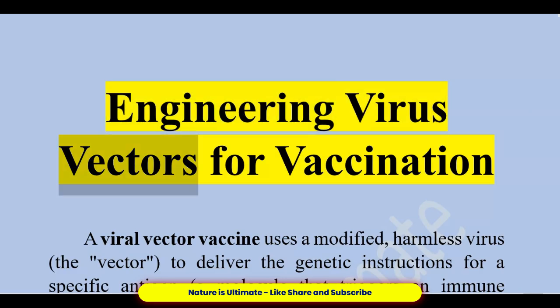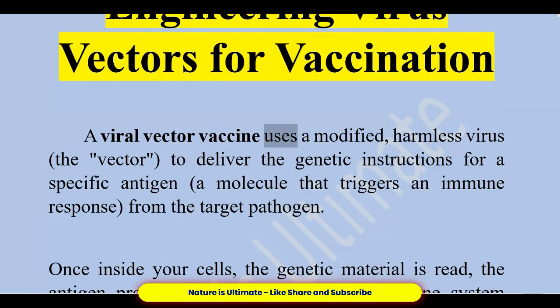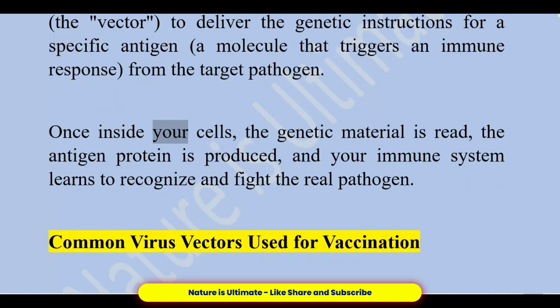Engineering virus vectors for vaccination. A viral vector vaccine uses a modified, harmless virus, the vector, to deliver the genetic instructions for a specific antigen, a molecule that triggers an immune response, from the target pathogen. Once inside your cells, the genetic material is read, the antigen protein is produced, and your immune system learns to recognize and fight the real pathogen.